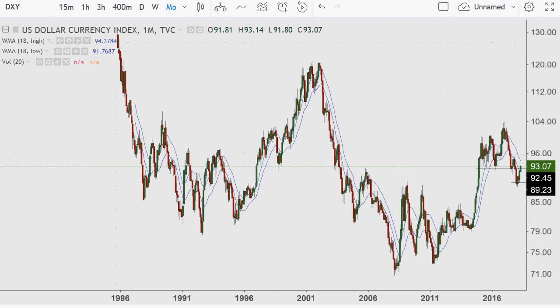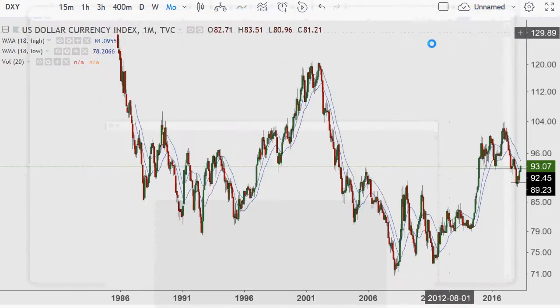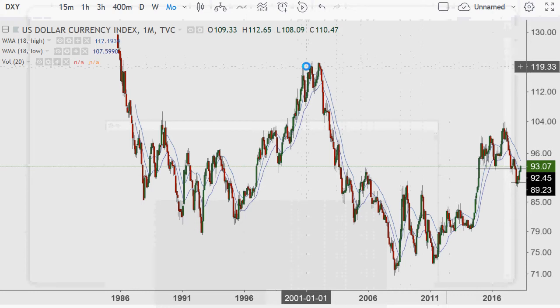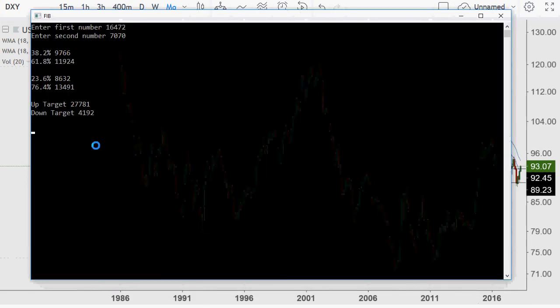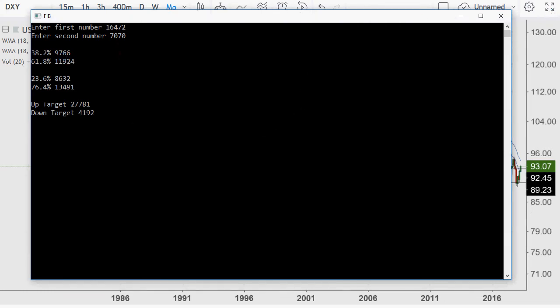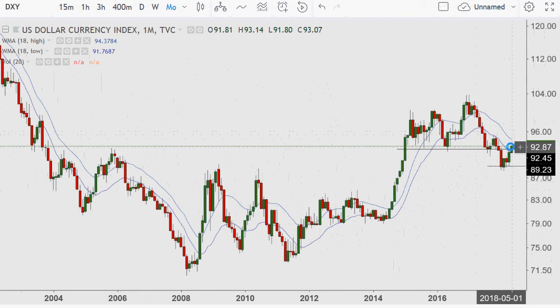Calculating some key Fibonacci numbers amongst these two: the 61.8% is 119.24, which represented this top relatively close to perfect. The number below that is 97.66. So that's where I'm going to look for a possible upside target for the break of this resistance. And maybe it does coincide with some Fibonacci within this high. But since it's getting past the 93.07, I'm going to be looking for a move up to that point.